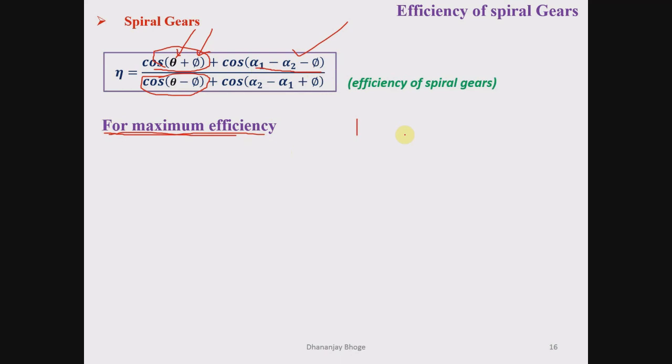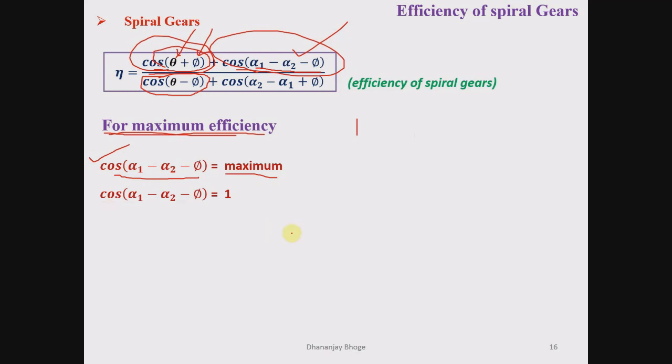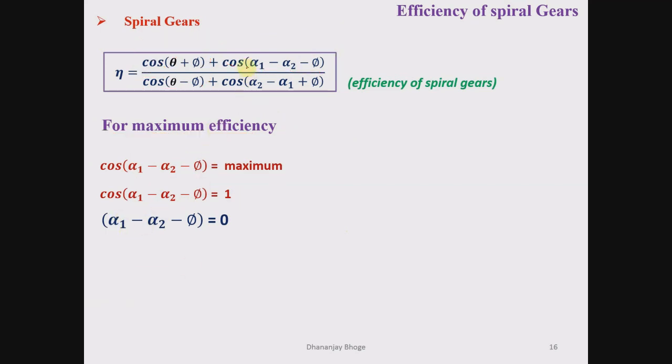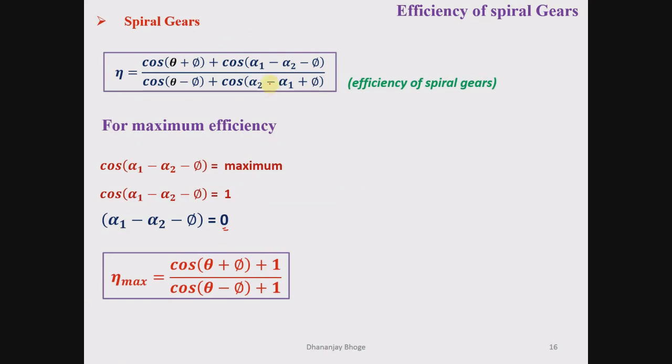Cos of 0 is 1. So this is the condition for maximum efficiency. Correct. So for maximum efficiency we have to follow this. Cos of alpha 1 minus alpha 2 minus phi should be maximum. Currently, on the left-hand side, theta plus phi is constant. So cos of alpha 1 minus alpha 2 minus phi, which is in the numerator, must be maximum. And this will be maximum when its value is equal to 1, and its value will be 1 when the value of the angle is equal to 0. So to get the equation for maximum efficiency, you will now substitute alpha 1 minus alpha 2 minus phi equals 0. So cos of 0 is 1, cos of 0 is 1. So the equation for maximum efficiency is cos of theta plus phi plus 1 divided by cos of theta minus phi plus 1.